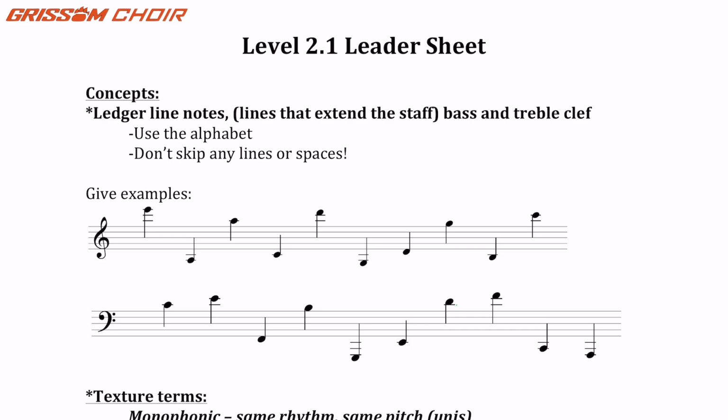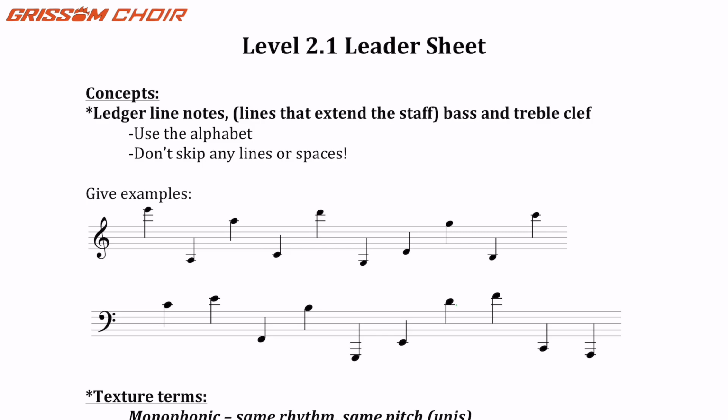Hello, Grissom Choir. This is Level 2.1 Music Theory Review. The first concept in Level 2.1 are our ledger line notes. So ledger lines are lines that extend the staff up and down on both the treble and the bass clef.